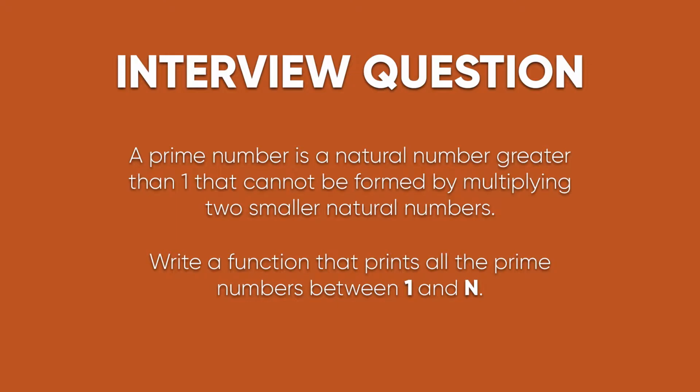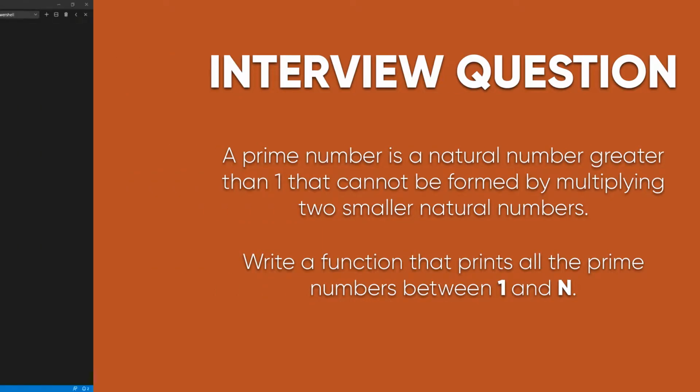This is also a notation that's kind of mathematical in nature. What it means is that if we give our function a number, it will loop over all the numbers between 1 and this number, and if it's a prime, it will print it. Let's see if we can build something that satisfies this question.